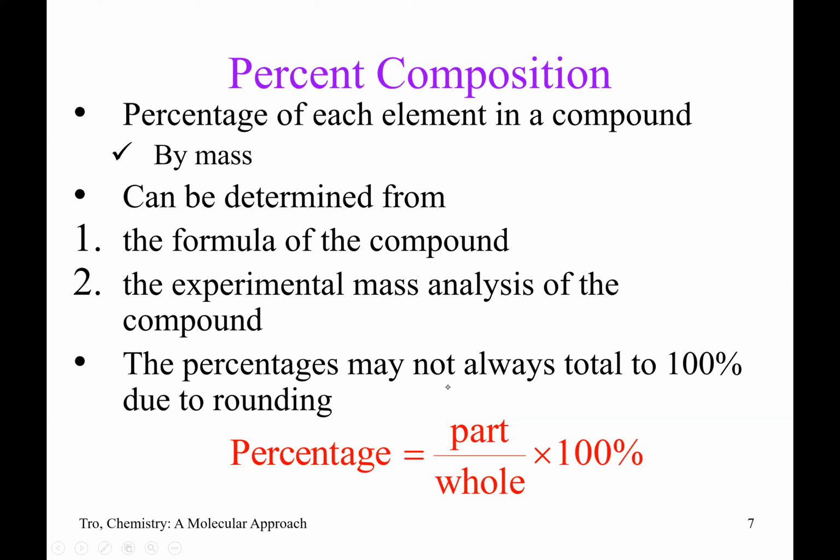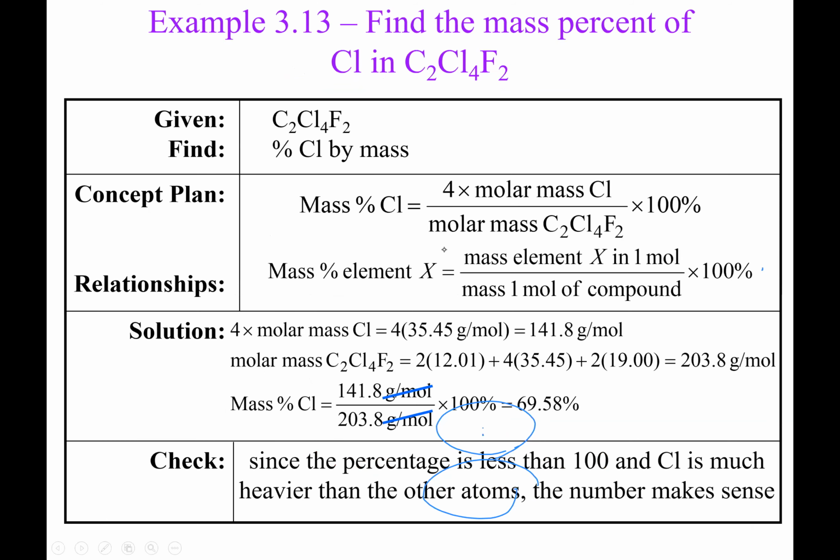And then we also have the percentage, which by definition, if it's a percent mass, is the mass of the part divided by the whole, or the mass of the element. If it's percent composition, it is going to be the mass of the element over the molar mass of the compound. So in general it is part over whole times 100%. So this is the solved problem.